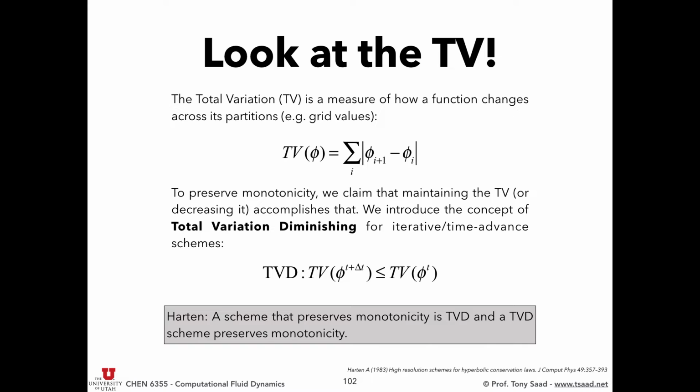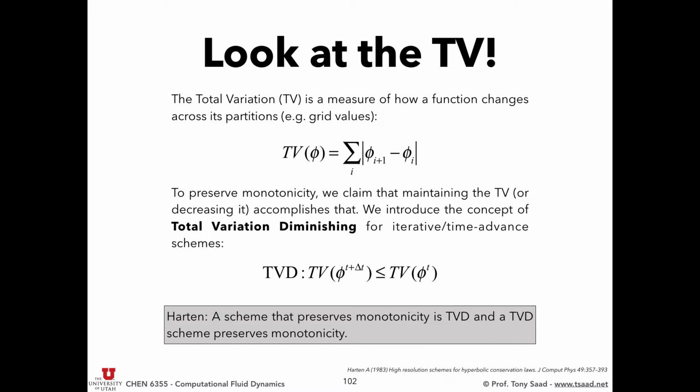He showed that a scheme that preserves monotonicity is total variation diminishing, and a total variation diminishing scheme preserves monotonicity, so it's a necessary and sufficient condition. Okay? So that's what we want. We want schemes that preserve monotonicity. In other words, we have to make sure that they are total variation diminishing. That's easier to prove for us.